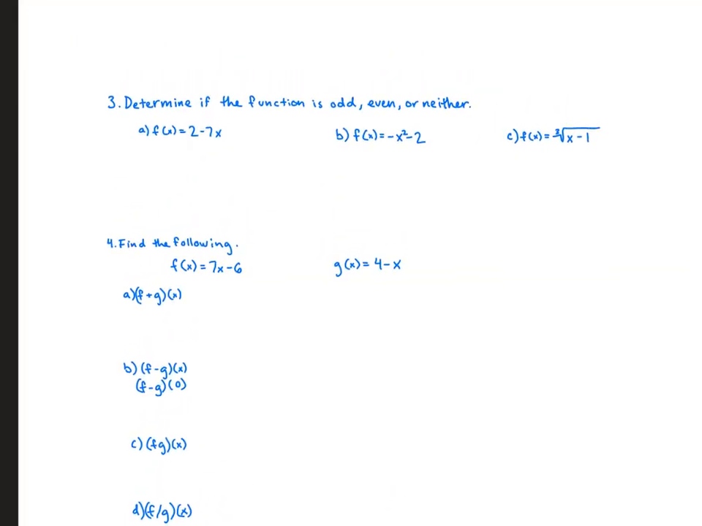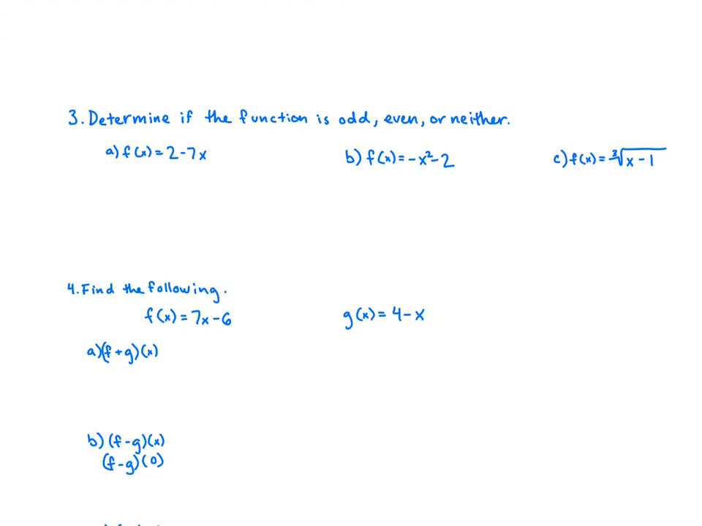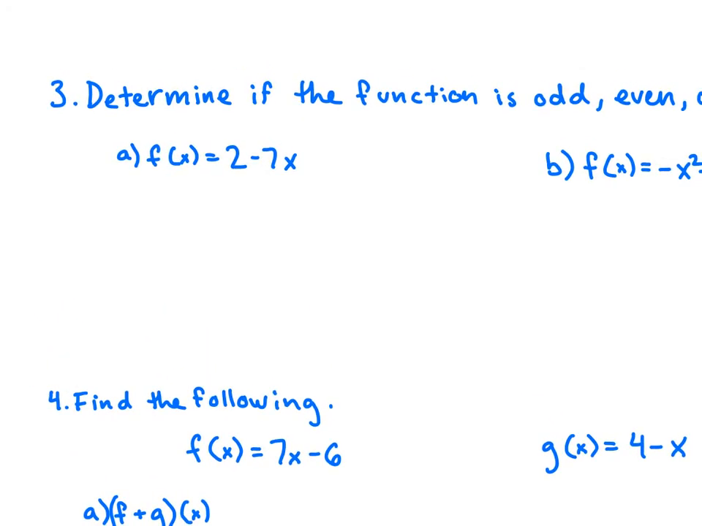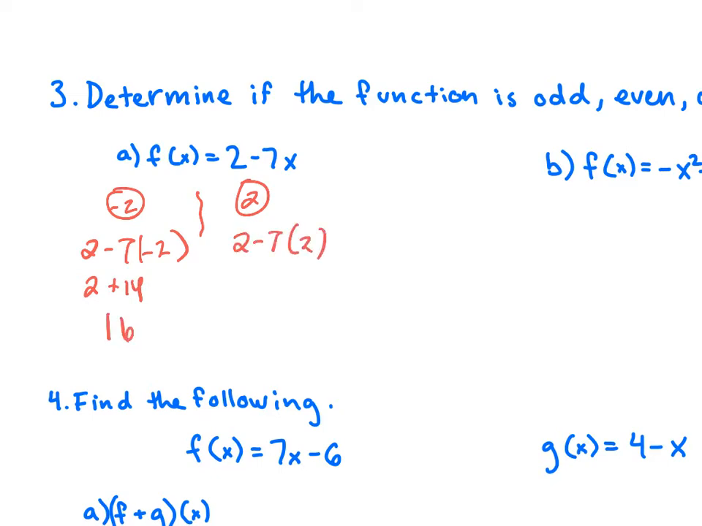All right, determining if something is odd, even, or neither. You guys can use -x if you'd like to, or you can use numbers. I like to use numbers. So I'm going to plug in, I don't know, -2 and +2, and then I'm going to compare my answers. So I have 2 minus 7 times -2, so 2 plus 14 gives me 16. Over here, I'm going to say 2 minus 7 times 2, 2 minus 14, and I get -12.